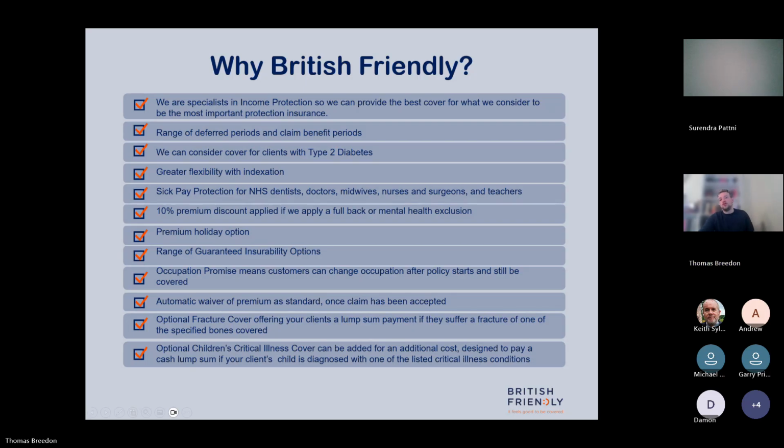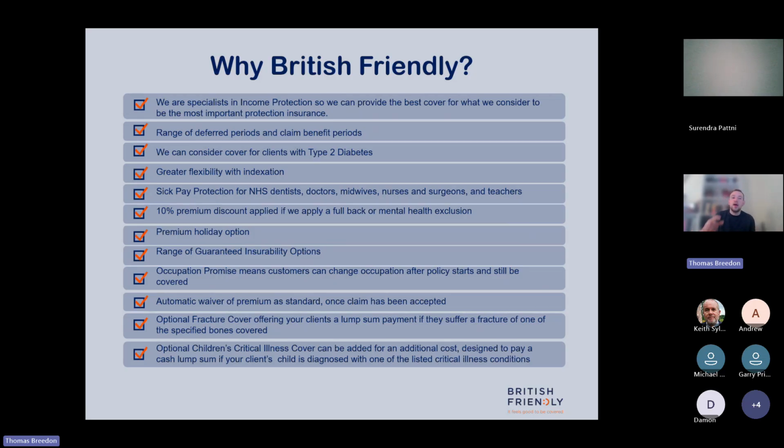Okay. When it comes to underwriting, there are 2 areas where we are really strong, and one is BMI. For BMI, for example, if you've got a client above the age of 50, we go to BMI 35.9 with no loading applied at all. We also go to a max BMI of around 42.9 for that age bracket.